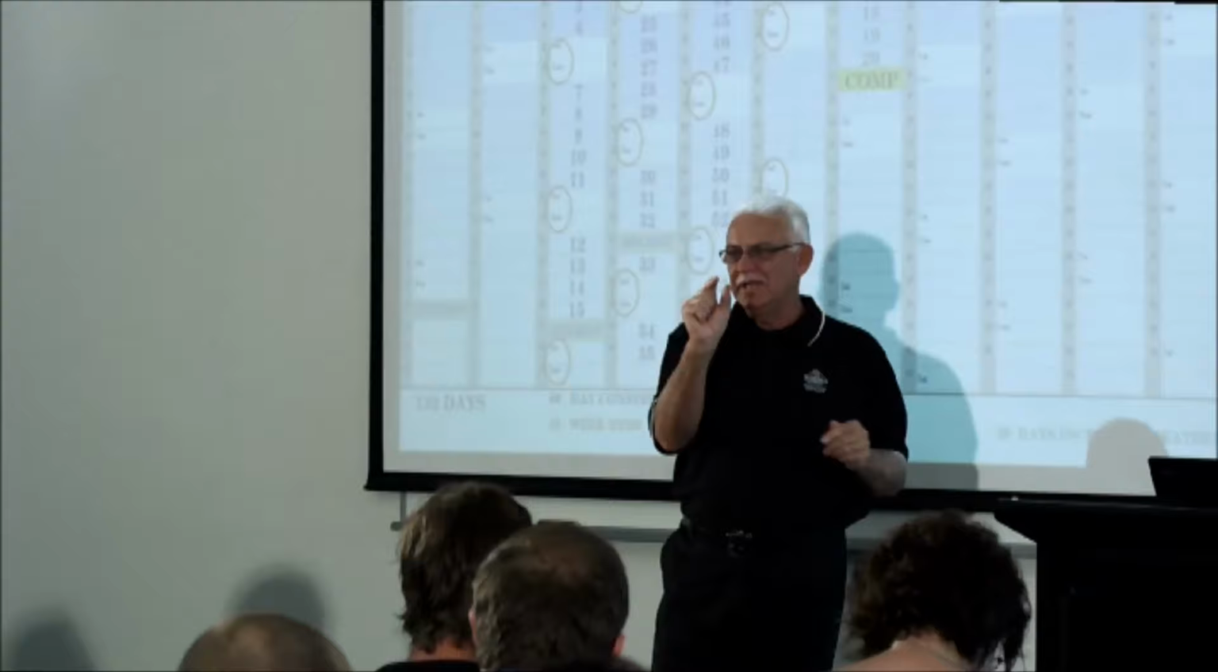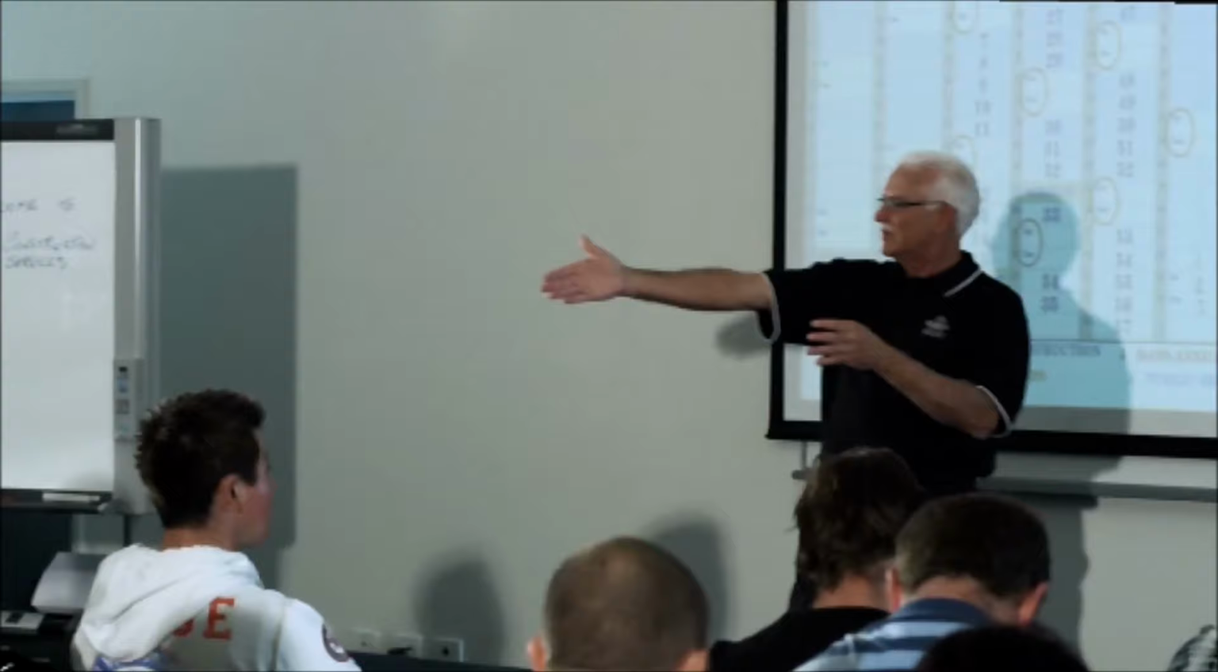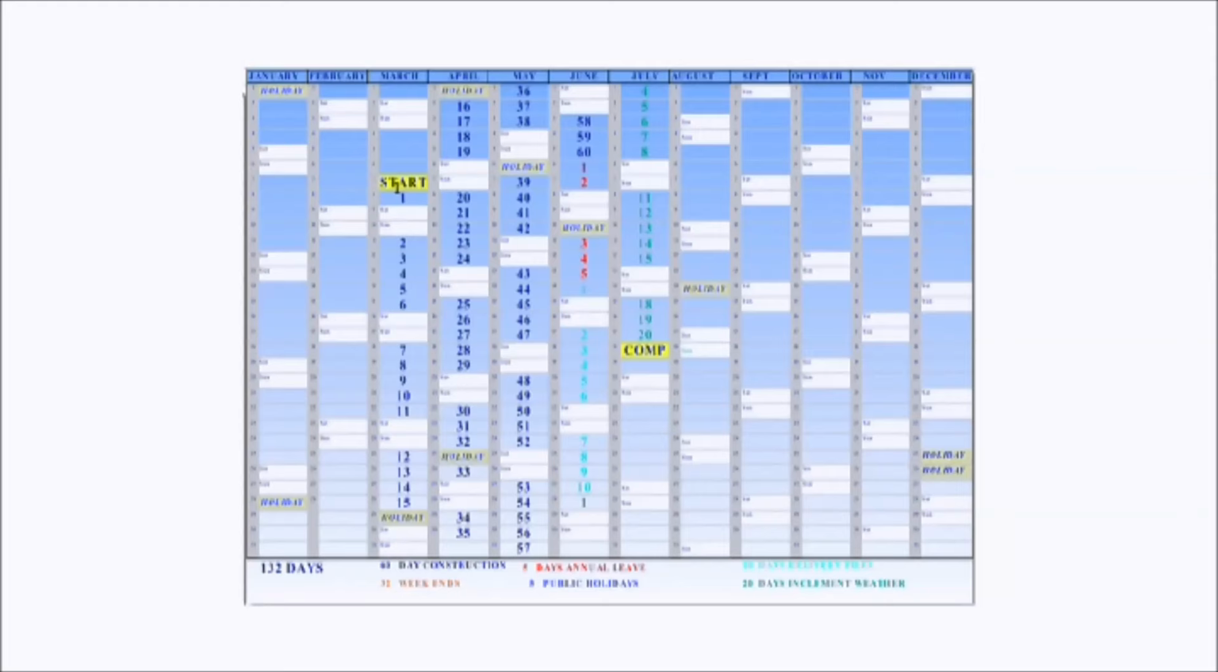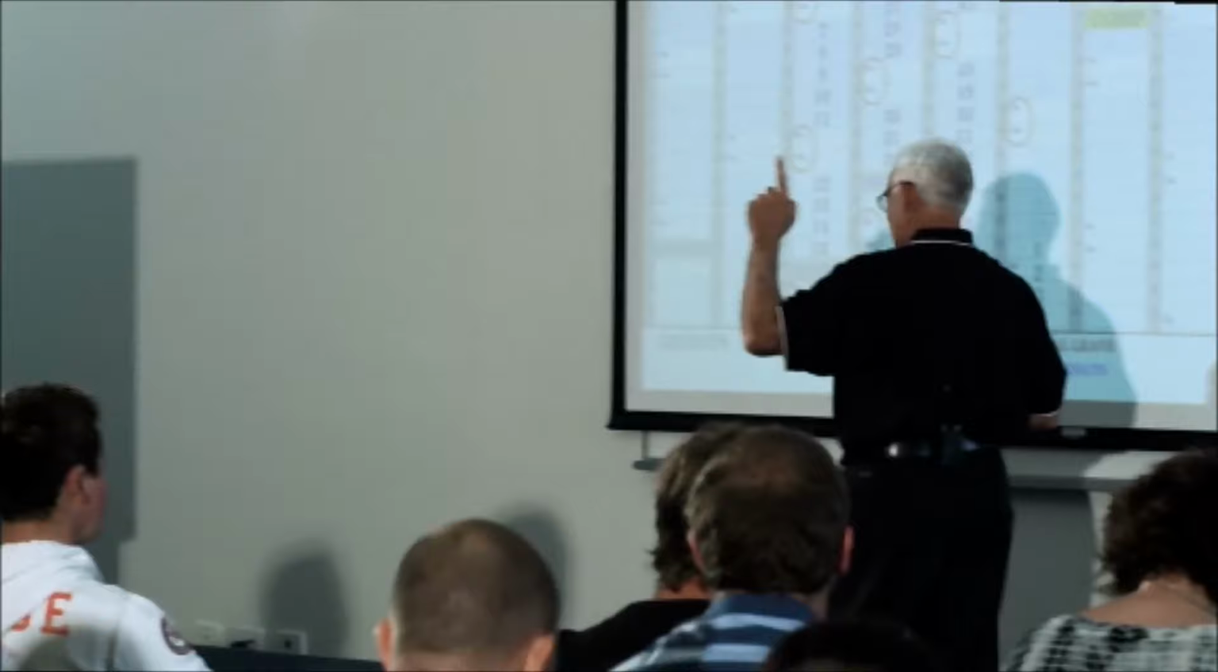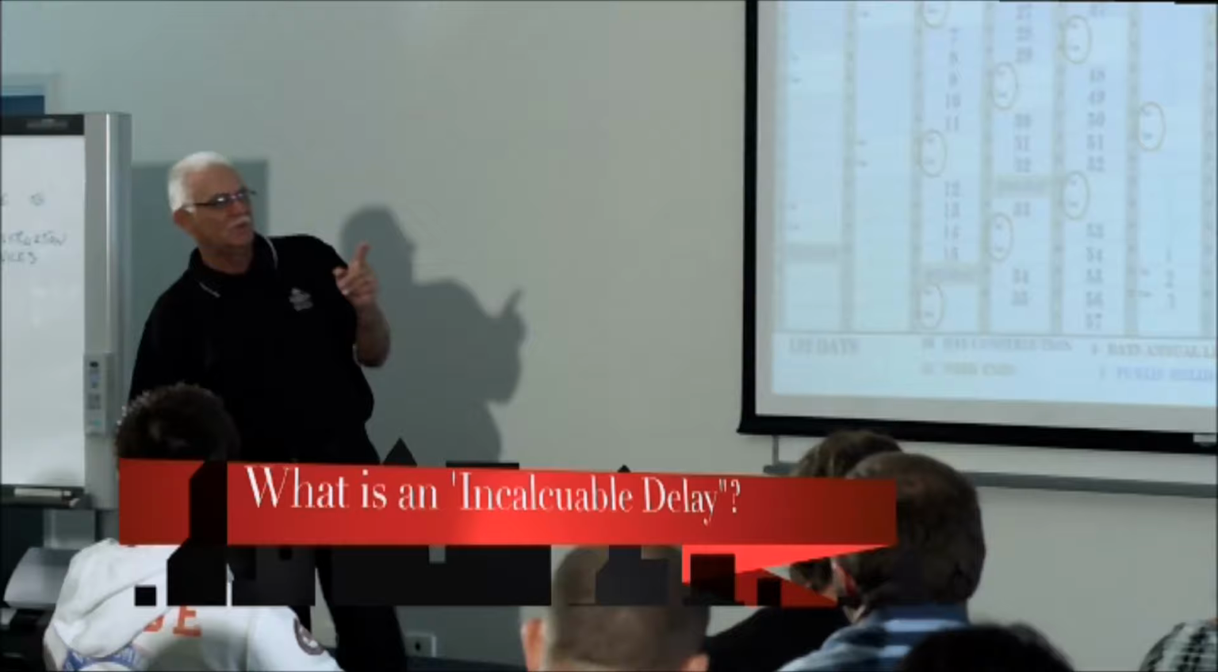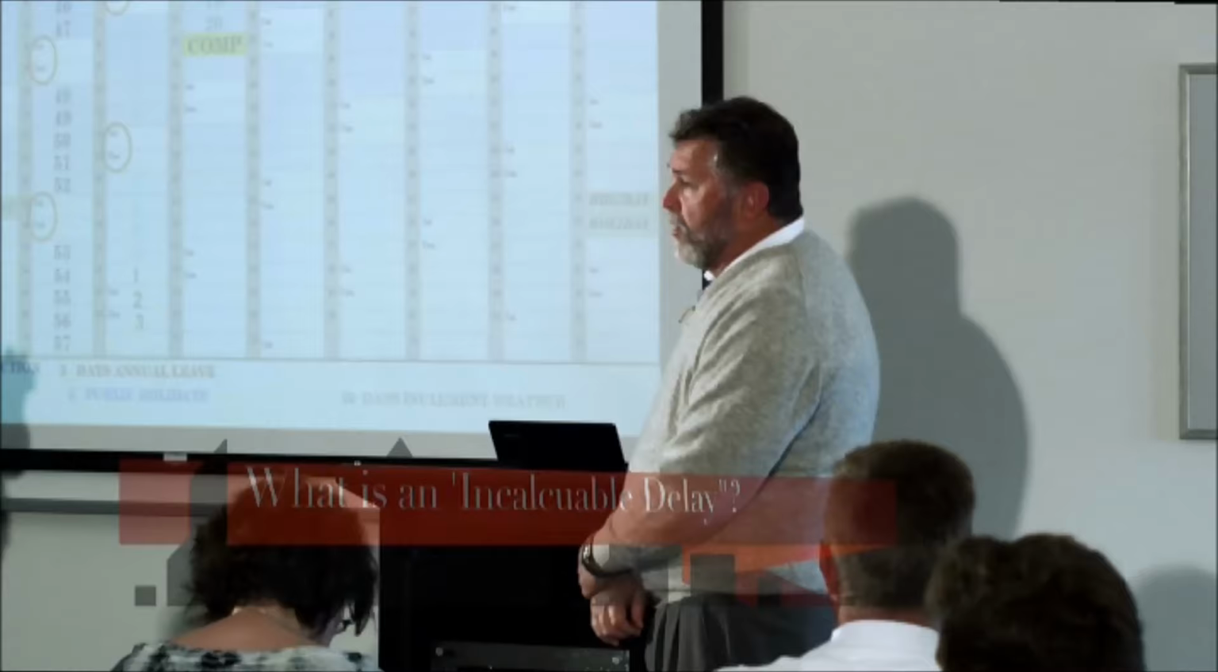If you have a contract between March and July, there is a guide that will tell you how many incalculable delays in that month. Incalculable delays would be, I'll give you an example, Patrick's decided to have a strike tomorrow for 3 months. You can't determine that.